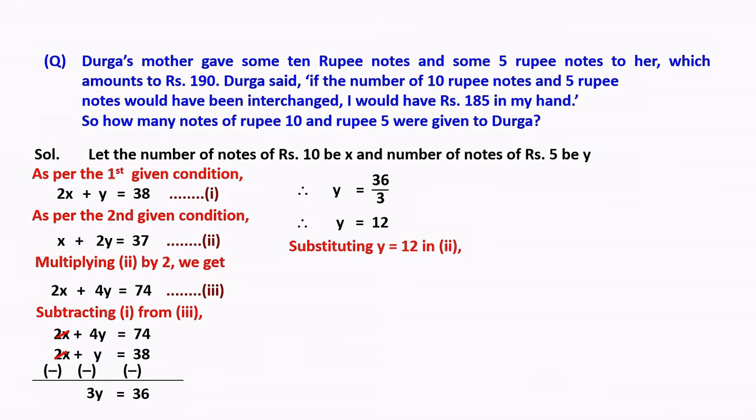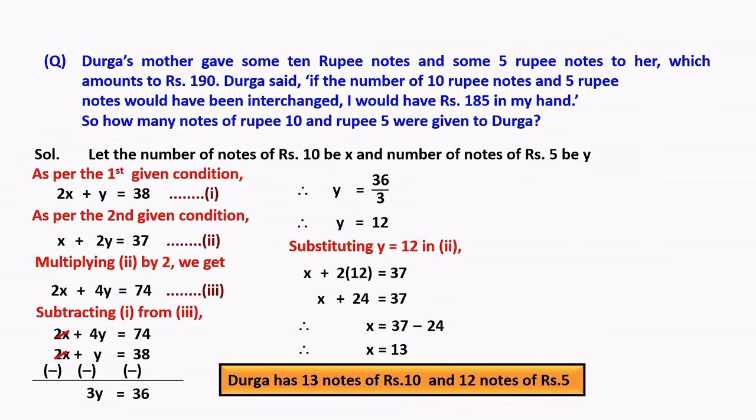Now, substituting y equal to 12 in equation 2. x plus 2 times 12 is equal to 37. So, x plus 24 is equal to 37. Therefore, x is equal to 37 minus 24. So, x is equal to 13. Hence, Durga has 13 notes of 10 rupees and 12 notes of 5 rupees.